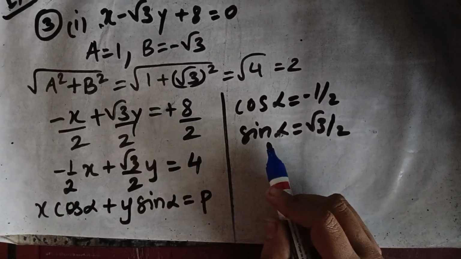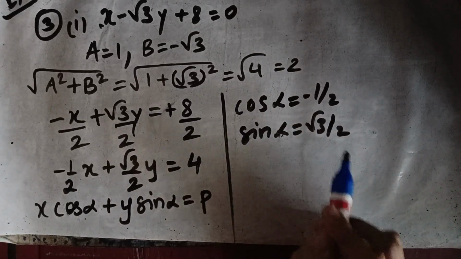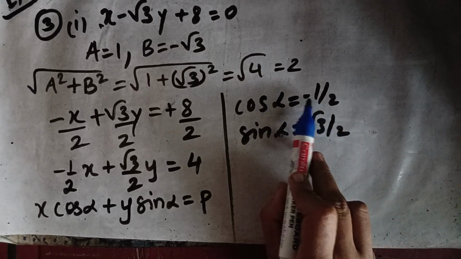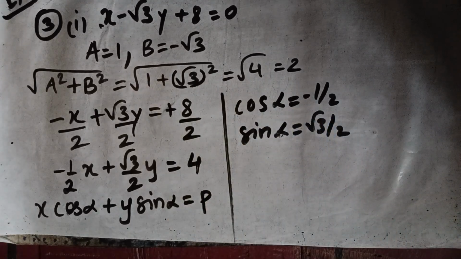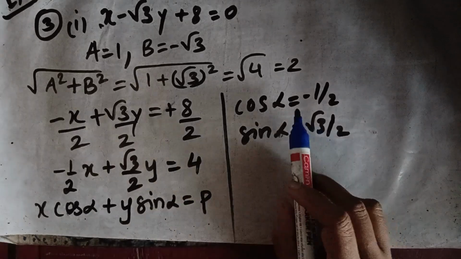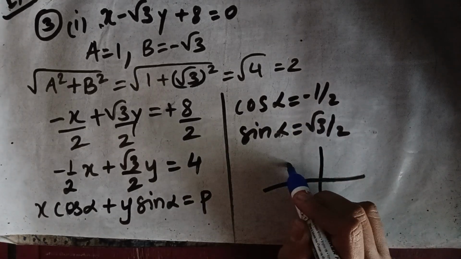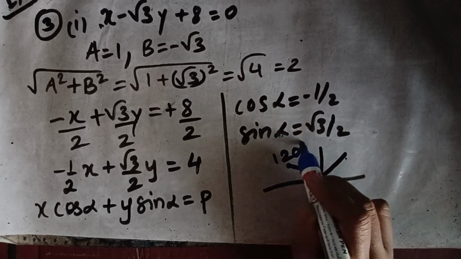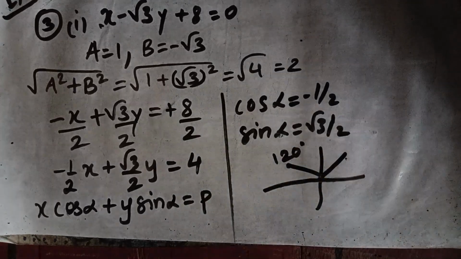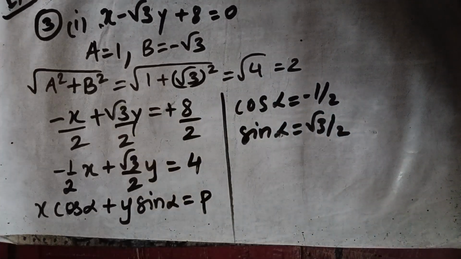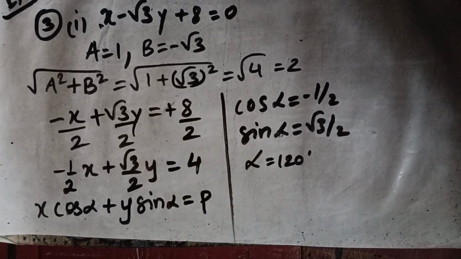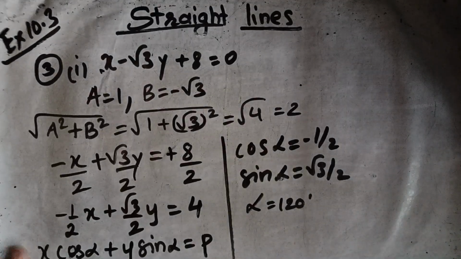From there you can see that the angle is 60 degrees. Okay, but we are getting cos negative and sin positive. So in which quadrant is it? It is in the second quadrant. Second quadrant, 60 multiple gives 120. Okay, so alpha is 120. Okay, second equation.